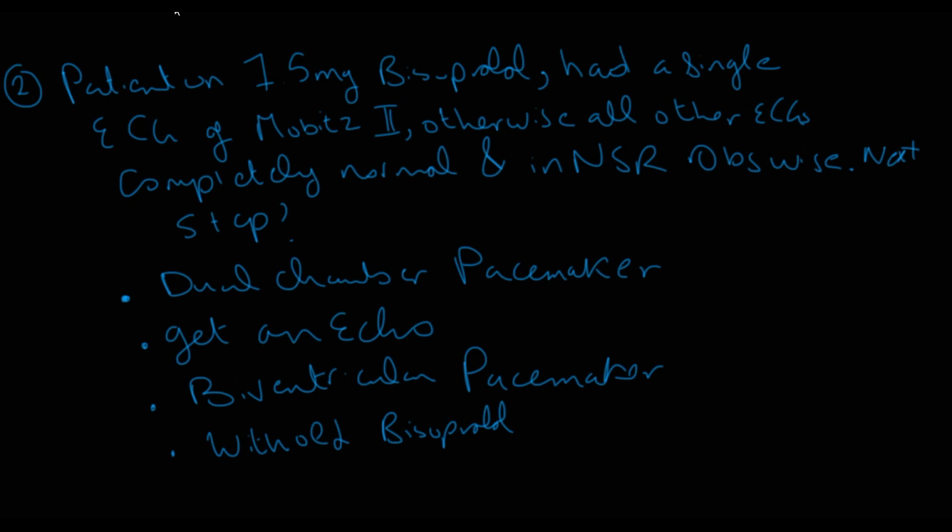The next question is: a patient on 7.5 milligrams of bisoprolol had a single ECG showing Mobitz type 2. Otherwise, all the other ECGs are completely normal, and observation-wise, he's in normal sinus rhythm, ranging around 60 or so. What is the next step? Dual chamber pacemaker, get an echo, biventricular pacemaker, or withhold the bisoprolol?